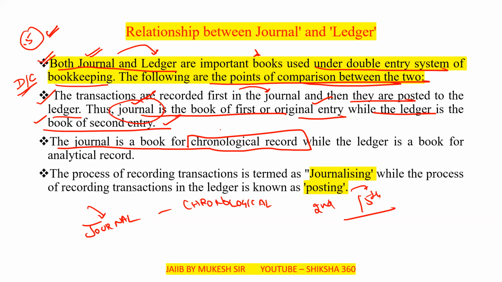So the journal is a book for chronological order, while the ledger is a book for the analytical record.